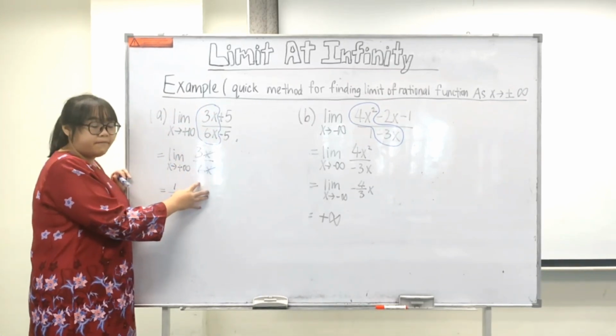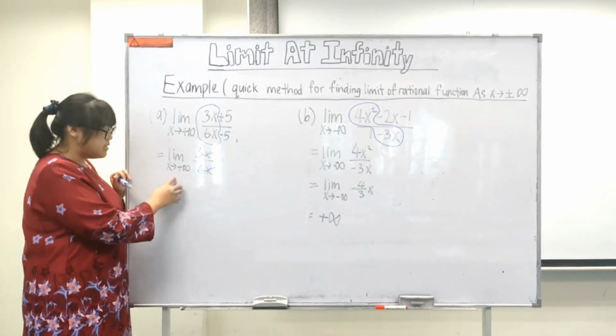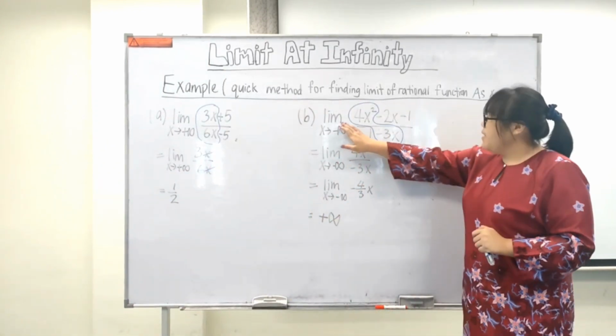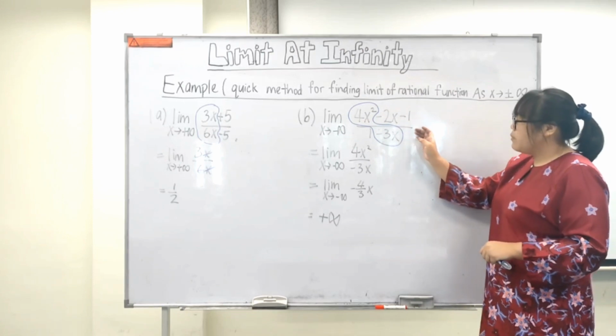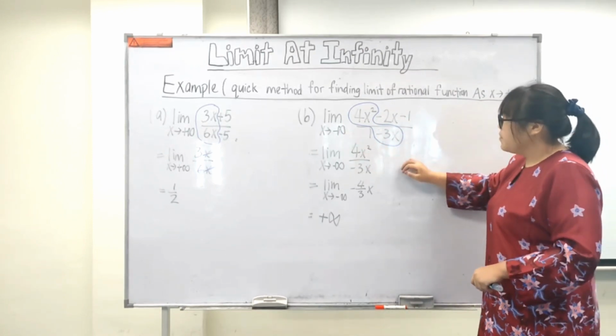Since it can be simplified, so we cut the x and we can get the answer 1 over 2. Look at question B. Limit of the function (4x² − 2x − 1) divided by (1 − 3x) when x is approaching negative infinity.